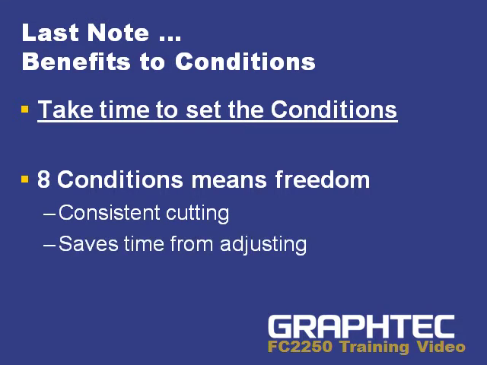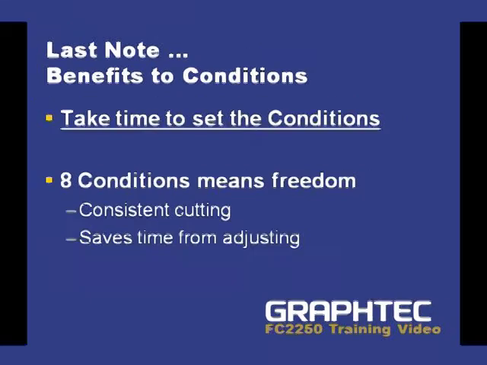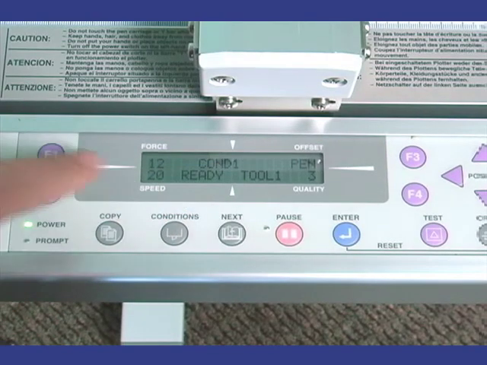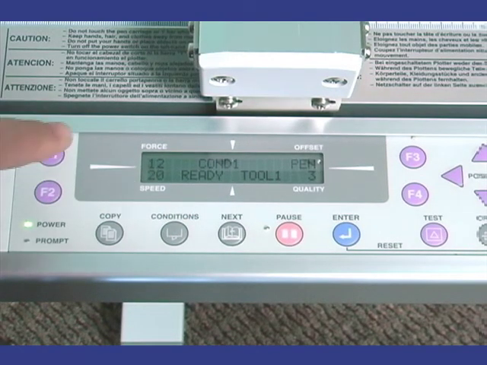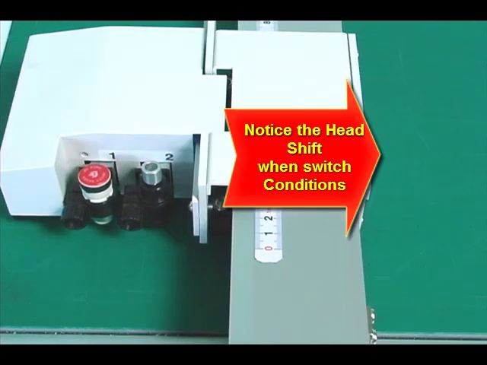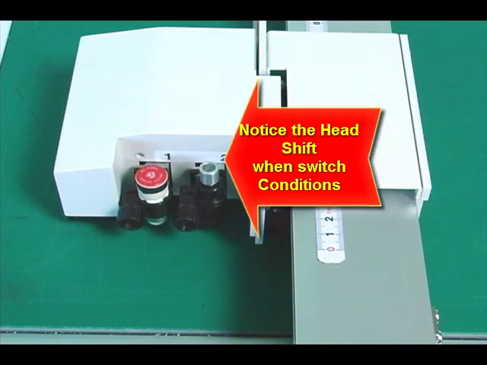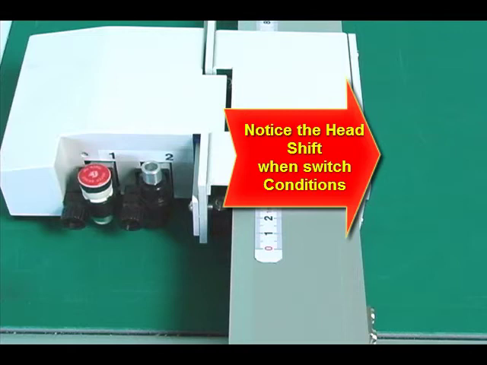Secondly, this saves you time because you're not constantly adjusting the force or all the other settings for each material that you're putting on your table. These are just the benefits. Once again, don't be afraid to use your conditions. When switching between conditions, you'll often notice that the head switches back and forth. And that's just because it's going to the conditions that are assigned to either tool 1 or tool 2. And you'll see this when I press a different function key.